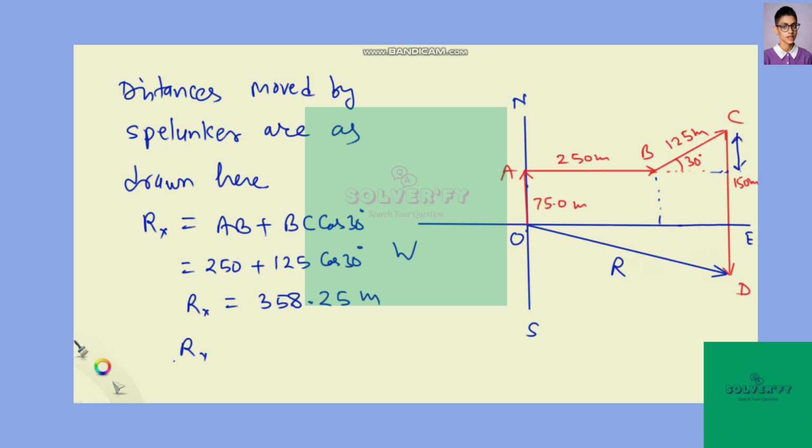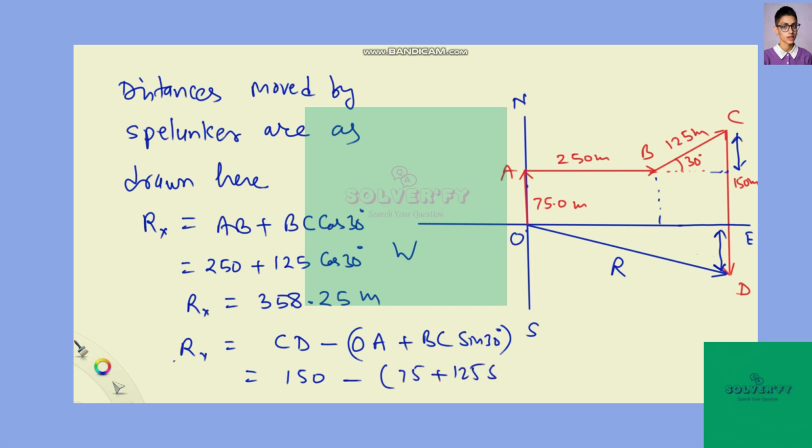Then for its vertical component, meaning the component due north-south, first of all OA, then the vertical component of this BC. To find this, from 150 from CD, AO and the vertical component of BC will be subtracted. So that is CD minus OA plus BC sine 30 degree. So here it is 150 meter minus 75 plus 125 sine 30 degree, and it is calculated to be equal to 12.5 meter.